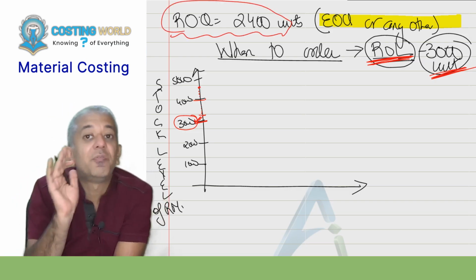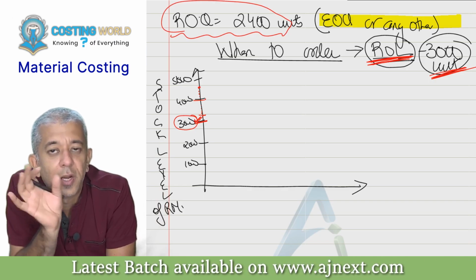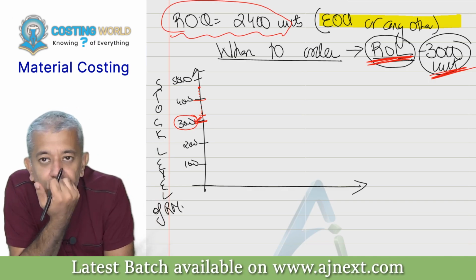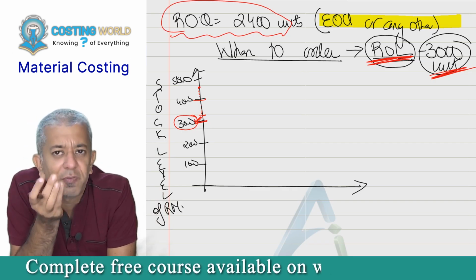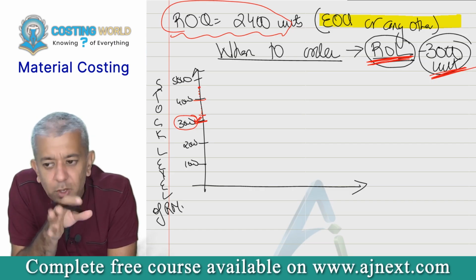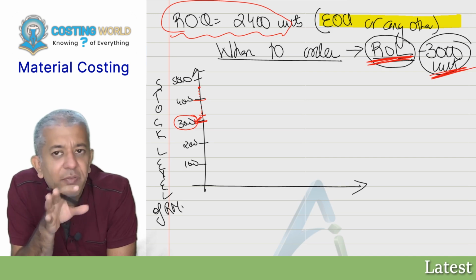2,400. But when do you order? When the stock level touches 3,000 units. You understood the meaning of the term reorder level? In real life, you will always understand that the reorder level concept has to be there. For example, at your home, you say you eat rice every day at night.